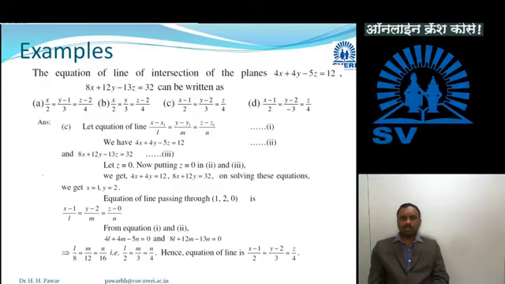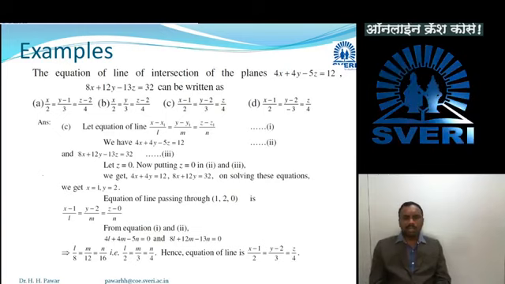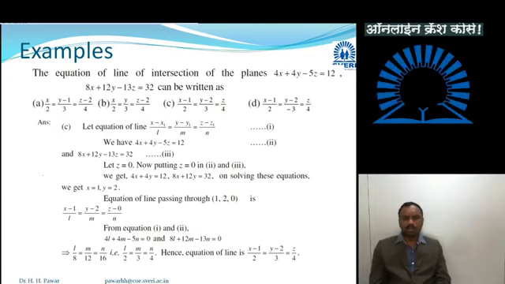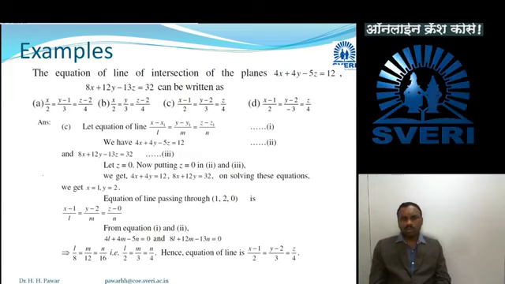By solving this equation we'll get x equal to 1 and y equal to 2. Hence the equation of line passes through the point (1, 2, 0). So the equation of line is (x minus 1)/l = (y minus 2)/m = (z minus 0)/n, from equations 1 and 2.